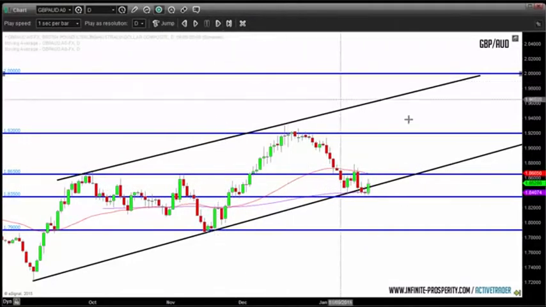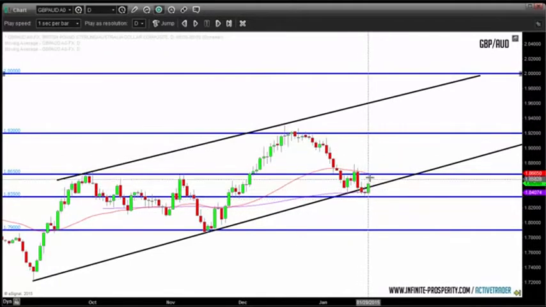So now that we waited one more day, we can see we did get a bullish candle that rallied back above this key trend line.